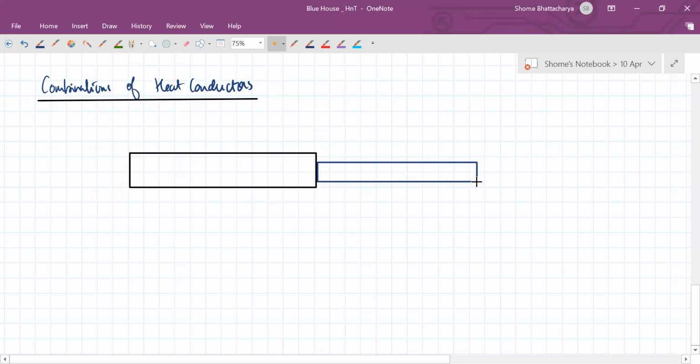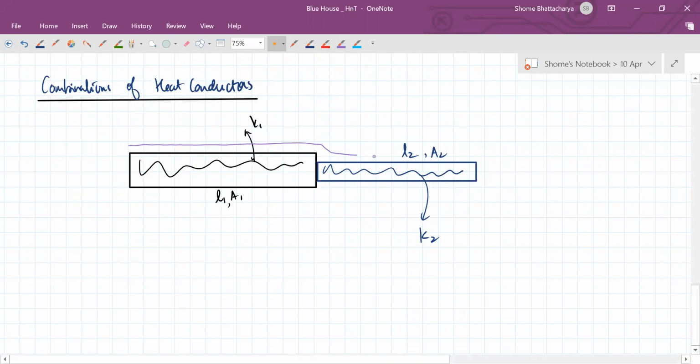Suppose we have this kind of a combination: two different metals, K2 of length L2 and area of cross section A2, whereas this one is K1 of length L1 and area of cross section A1. And what we have done is we've insulated all this from outside. So heat flows only across the length axis of both the conductors. So this is some kind of insulation.